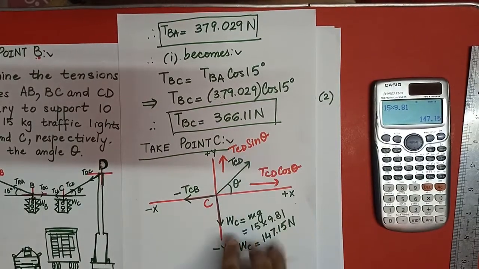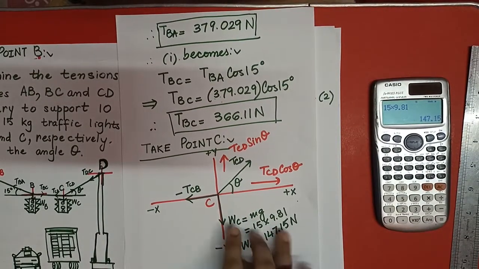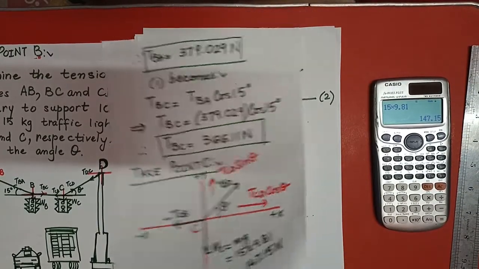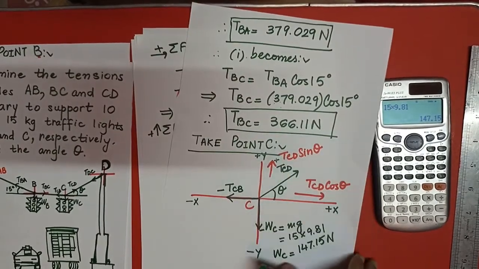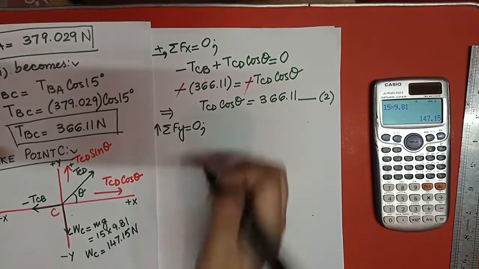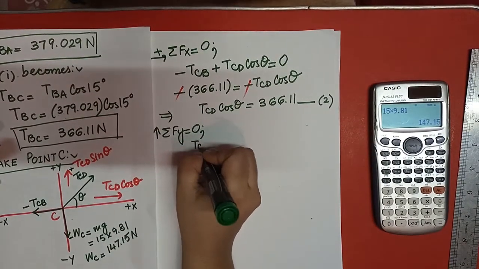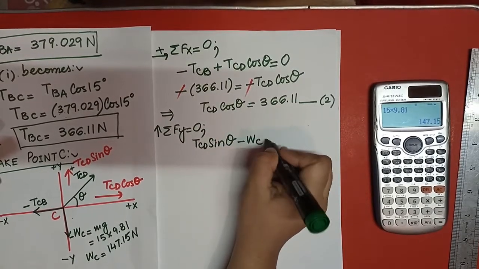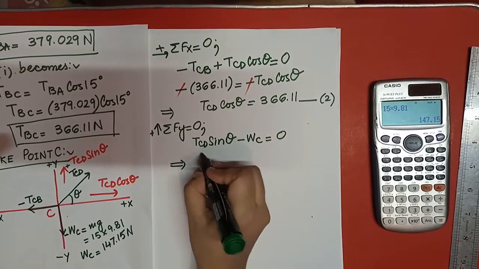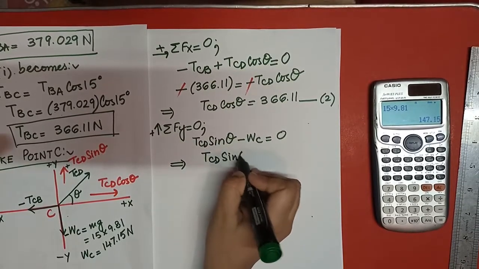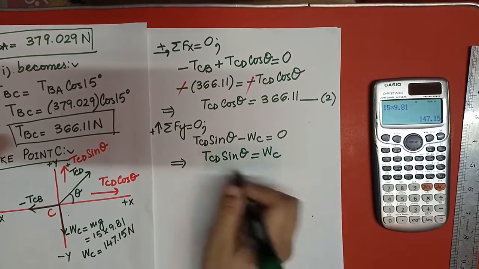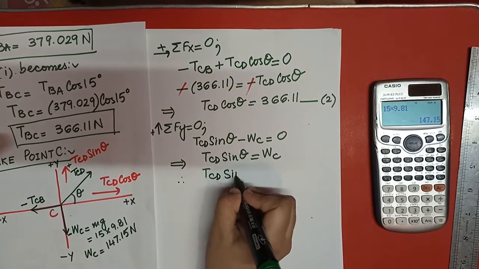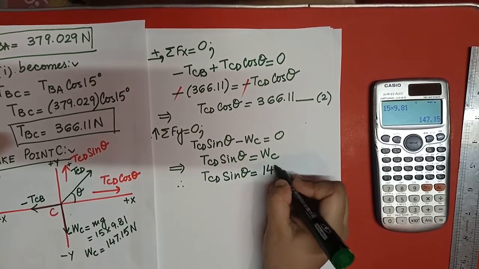There is TCD sin theta, and there is a weight acting downward, and this should be minus because it is exactly lying on the negative y-axis. TCD sin theta should be positive because it is acting parallel to the positive y-axis. So TCD sin theta, the positive one, minus WC is equal to 0. So TCD sin theta is equal to WC. Putting the value of WC here, TCD sin theta is equal to 147.15.